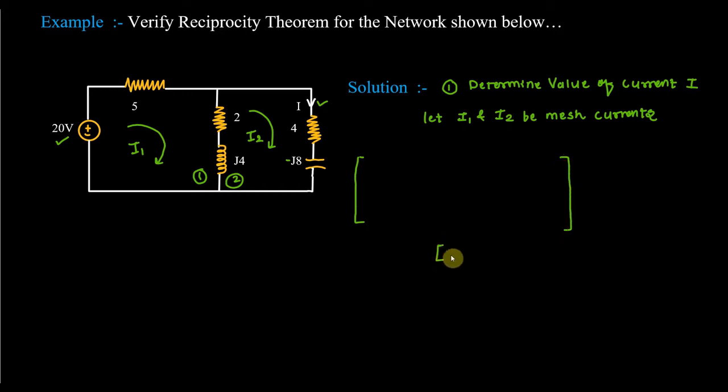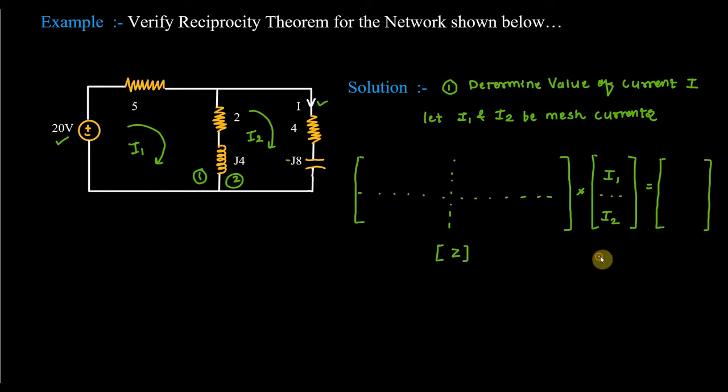This is your Z matrix, called the impedance matrix, which has 4 elements because the size of the matrix is 2 by 2. This is multiplied with the current matrix, where the currents are I1 and I2. As there are two meshes, the current in mesh 1 is I1 and the current in mesh 2 is I2. And this should be equal to the voltage matrix. So this is the impedance matrix, this is the current matrix, and this is the voltage matrix. This is actually the mesh analysis. As we have two meshes, I will write 1 2 here, and here also 1 2.